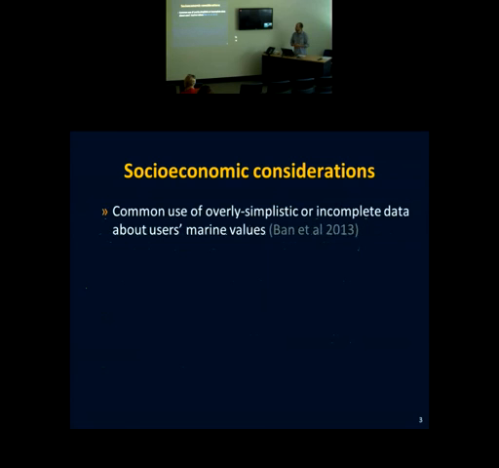So in terms of socioeconomic considerations, as I mentioned, one of the key aspects that has been missing, especially from highly advanced conservation planning exercises, is that there's a poor consideration of the social aspects or the social dimensions to planning. One aspect of this is that there's usually a common use of very simplistic or incomplete data sets to represent the different values that marine systems have for the coastal communities. An example of this is the use of area or number of boats to represent the fishing effort, and this is used as a proxy of the cost that these marine reserves will have on the people.